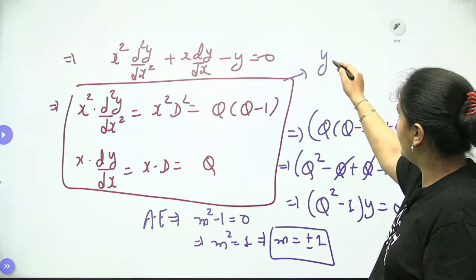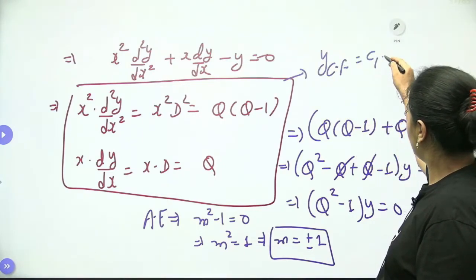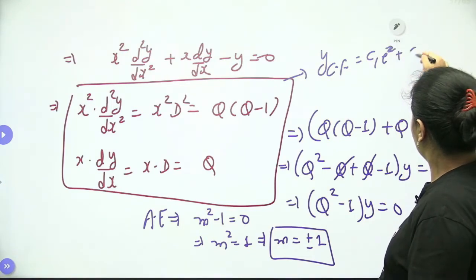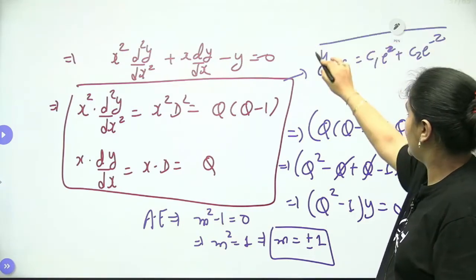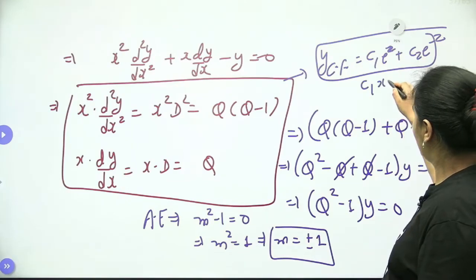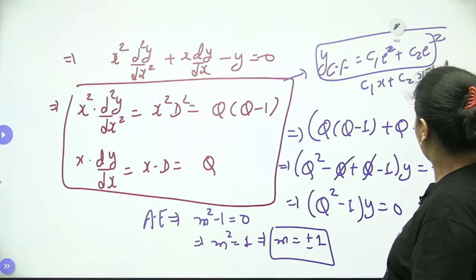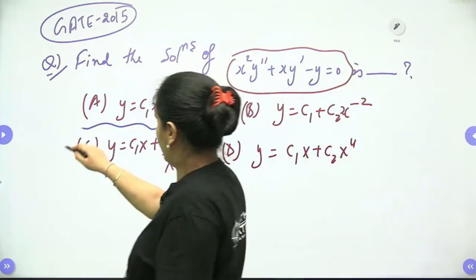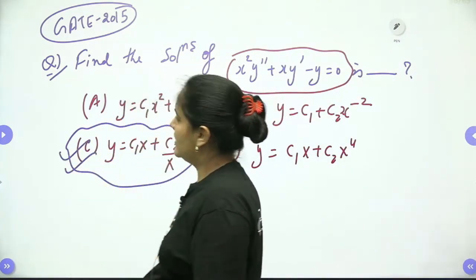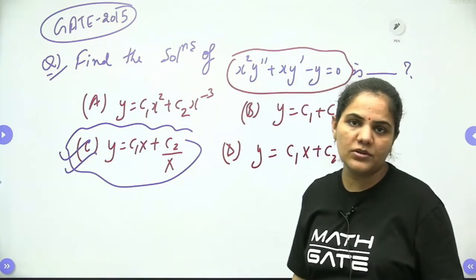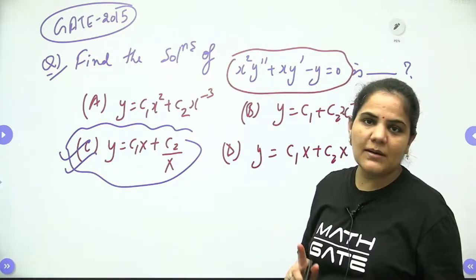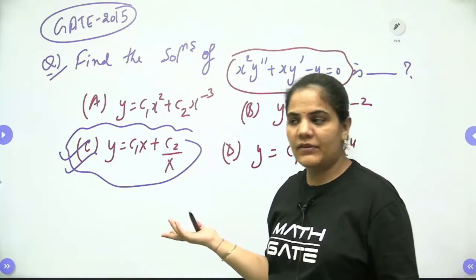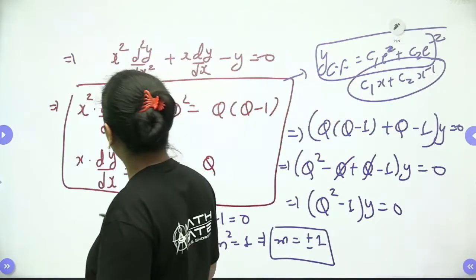It means the solution will be c1 e to the power z and c2 e to the power minus z. Hence the answer will be c1 x plus c2 x to the power minus 1. We have this as option C. So this is a simple question which we can easily approach. That was an example and this is a GATE problem. The question is the same, but in that one we didn't have options, here we have options.